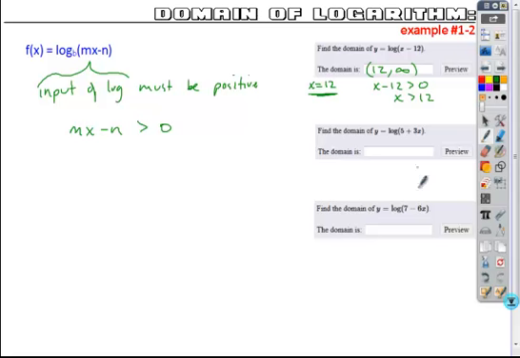Right? I want you to try these remaining two problems here. See if you can find what the domain is using this same rule that the input of your log has to be a positive value.